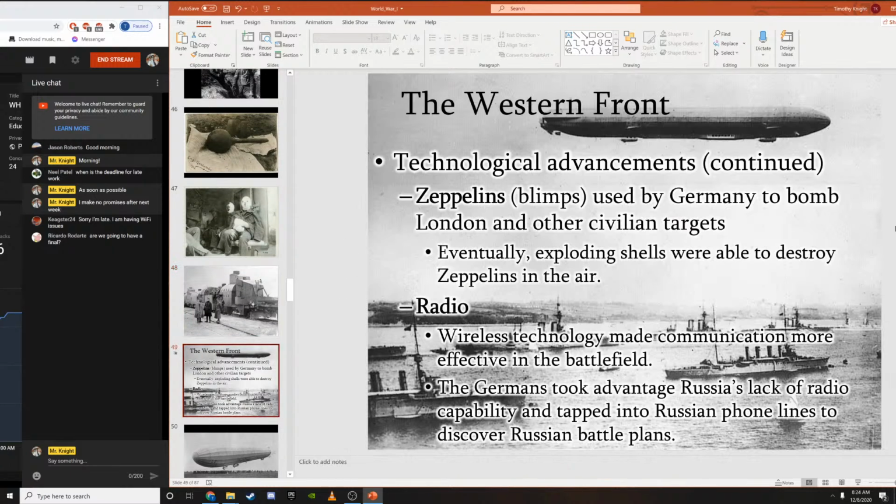And then here you can see Zeppelins, and these Zeppelins are these kind of blimps that were used by Germany to bomb London and other civilian targets. The Zeppelins were vulnerable though because they have hydrogen in them, and so hydrogen is super flammable.